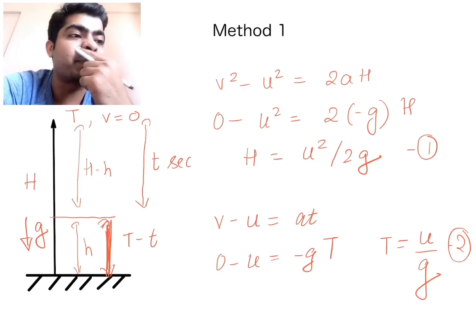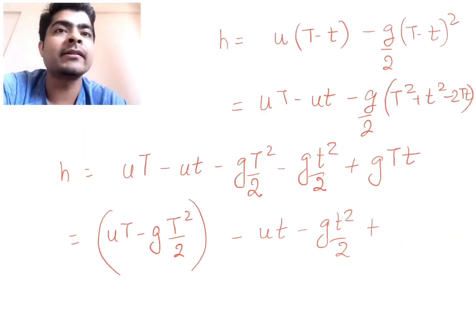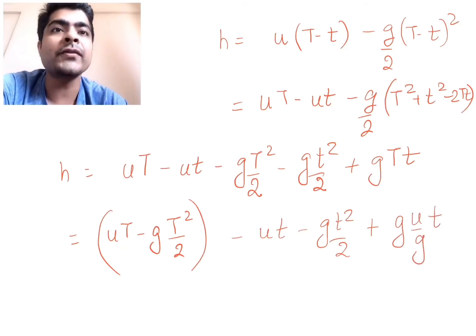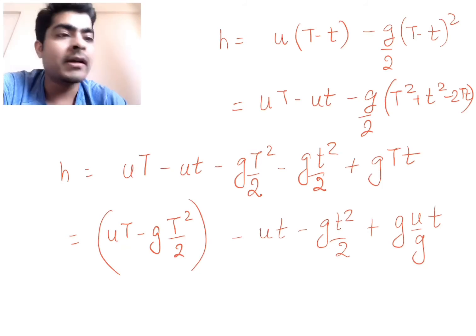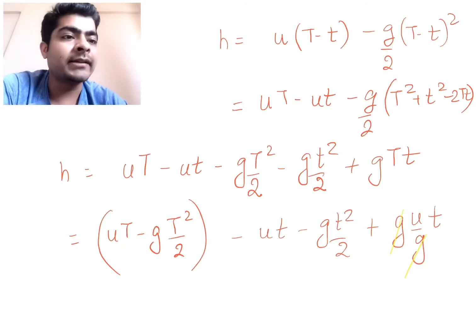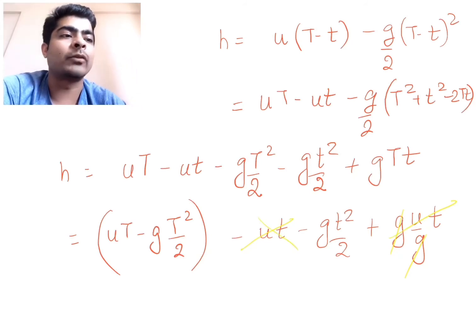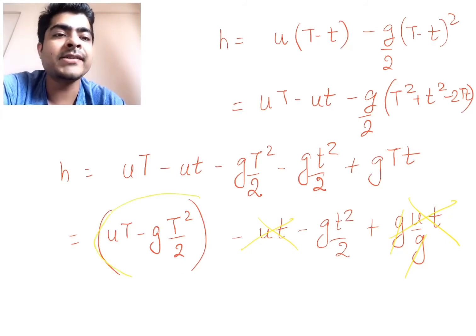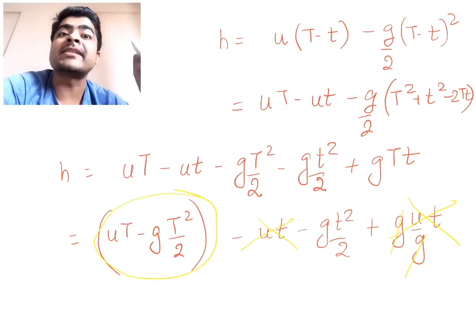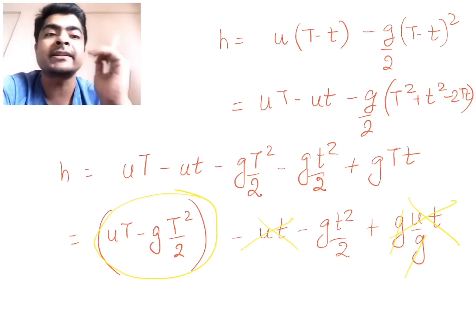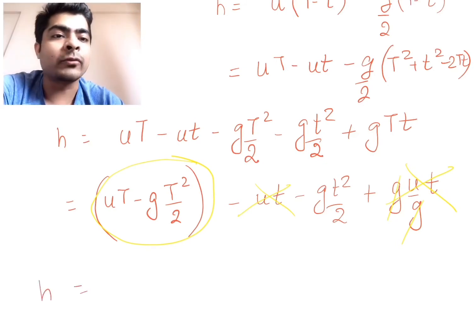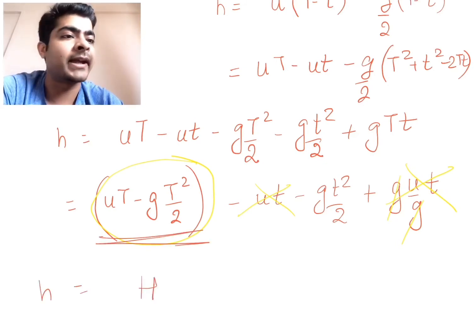Capital T will be replaced using equation number 2, so g times capital T will be u. Now if you see, g will get cancelled out, then minus ut and plus ut will get cancelled out. The term uT minus gT square by 2 is the total height covered in the time capital T. So total height covered will be H minus g t square by 2.